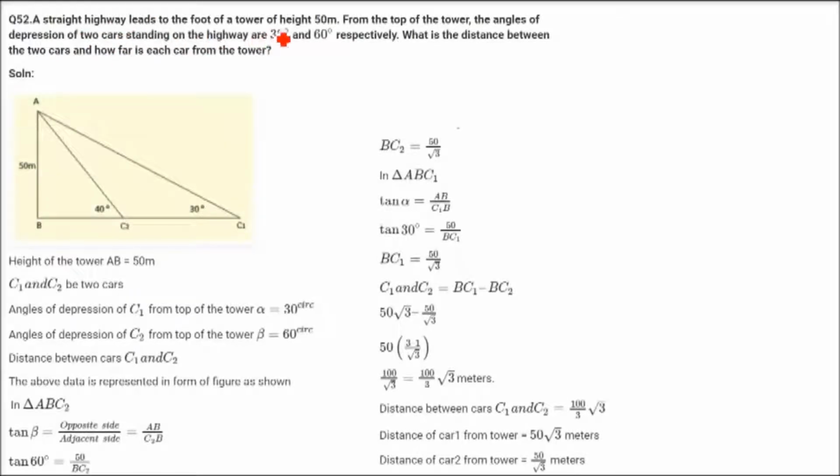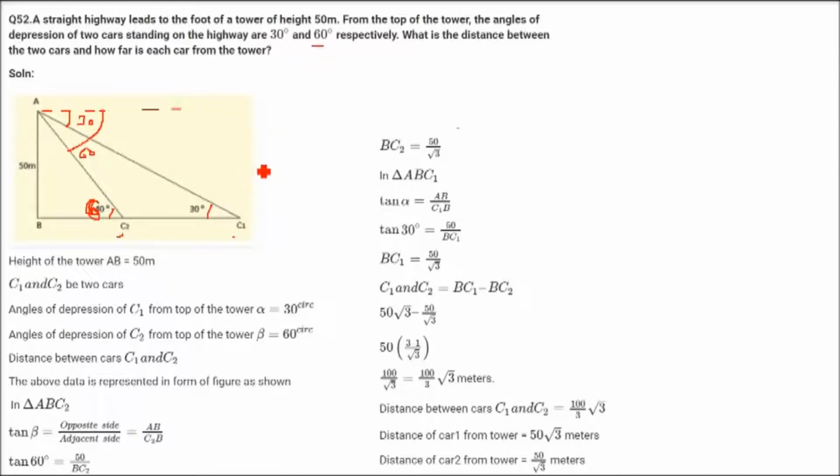A straight highway leads to the foot of a tower of height 50 meter. So this is a tower 50 meter high, and this is a straight highway. From the top of the tower, the angles of depression of two cars, one car is this, the other car is this, are 30 degree and 60 degree. So this will be 30 degree and this one will be 60 degree. Because of the parallel lines and alternate angles, this will be 30 and this will be 60 degree.